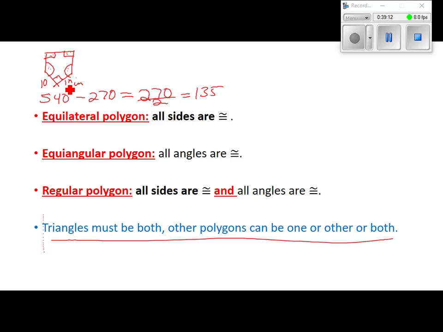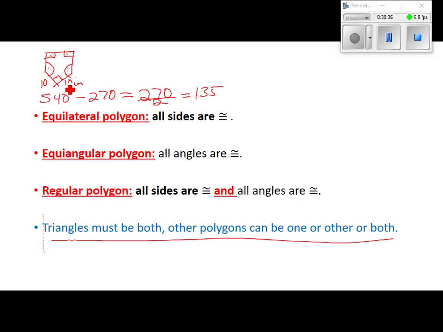The words in blue say that triangles must be fit. In a triangle, if all sides are congruent, then you also know what? All the angles are congruent. So if a triangle is one, it's got to be the other one. But for the rest of the polygons, it doesn't work that way. It could be one without being the other.